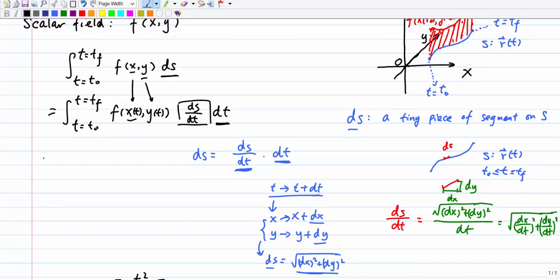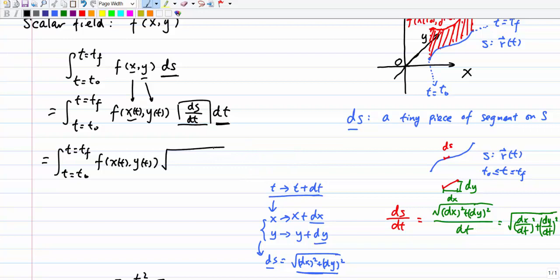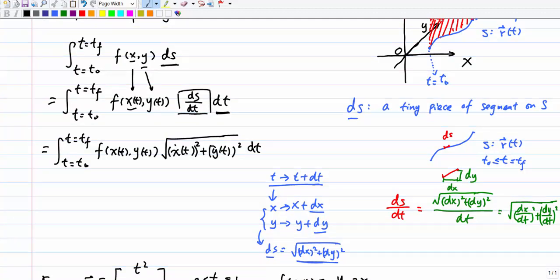So this will be the form: integral from t equals t0 to t equals tf of f(x(t), y(t)) times ds over dt, which is just given by this, times the square root of (x dot of t) squared, that's dx over dt, plus (y dot of t) squared, times dt. That's the way we compute. We can convert the original integration over a line into an integration by just a scalar, which we know how to compute.